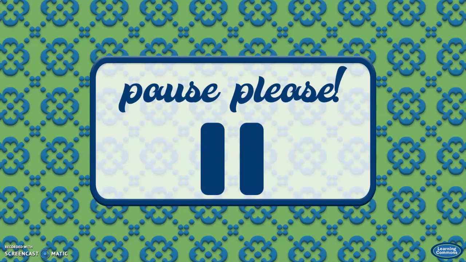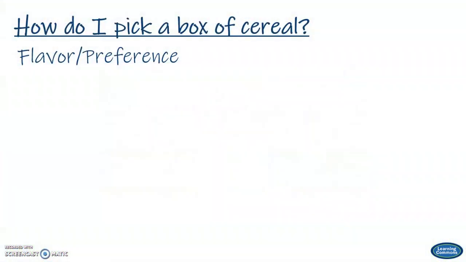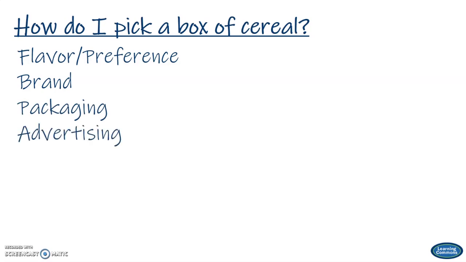Welcome back. Let's move on. We're going to take a look at a sample list of answers. You'll likely find it looks pretty similar to your own list. Lots of lists start with flavor. We don't want to consume something that we don't like. We also consider things like brand, packaging, or advertising. We gravitate towards things that present an appealing image.